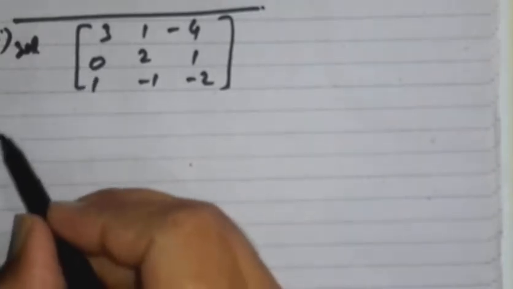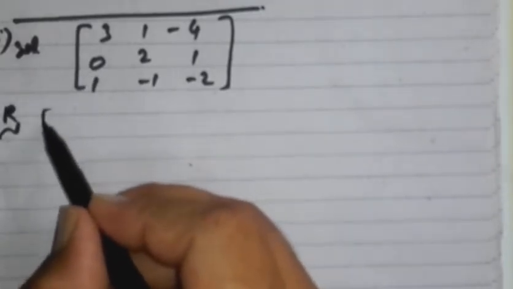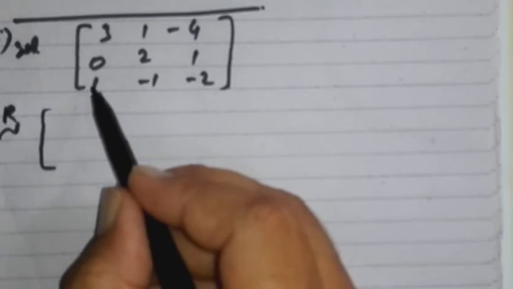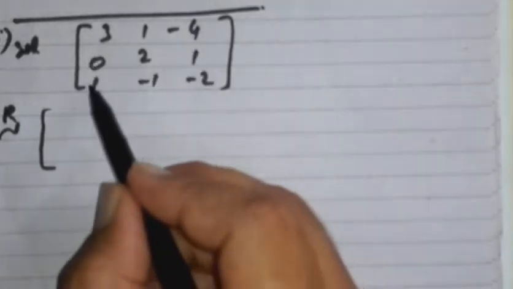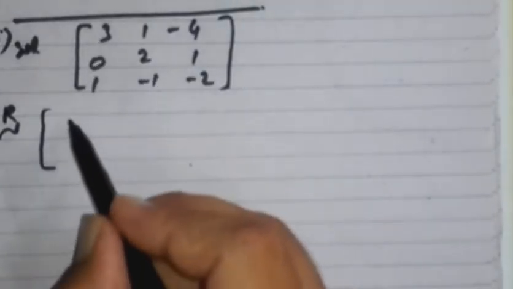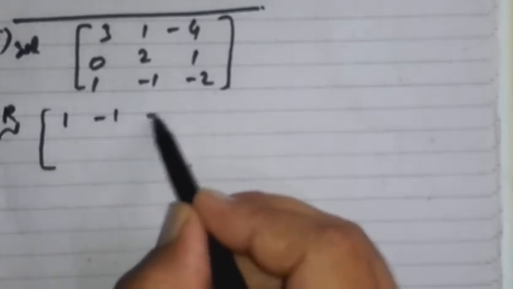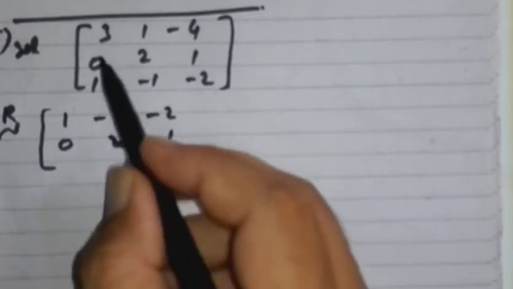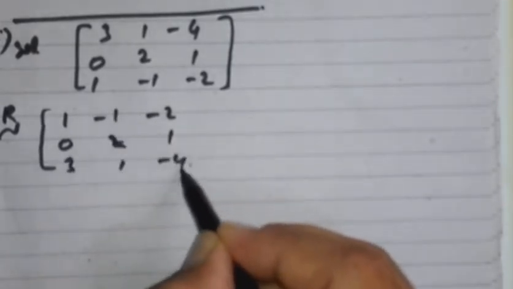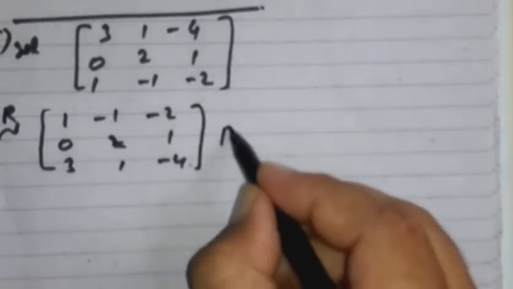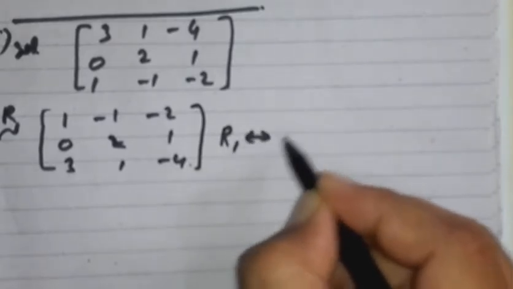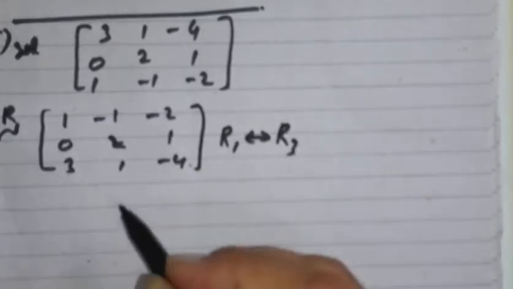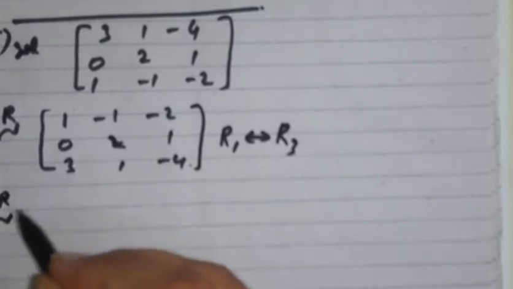Now second part, next part second, row operation. First of all, interchange these two rows, row third with row first. So write it 1 minus 1 minus 2, 0 2 1 and 3 1 minus 4. Row first is changed with row third. Row operation.